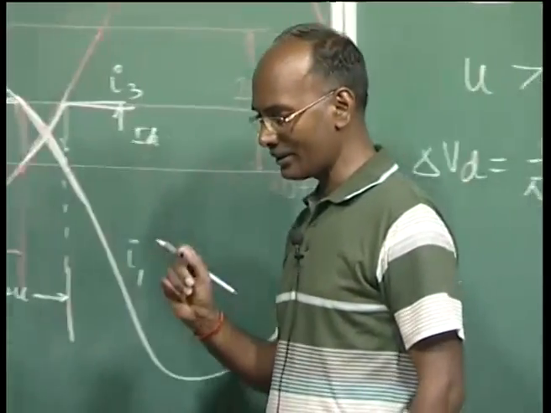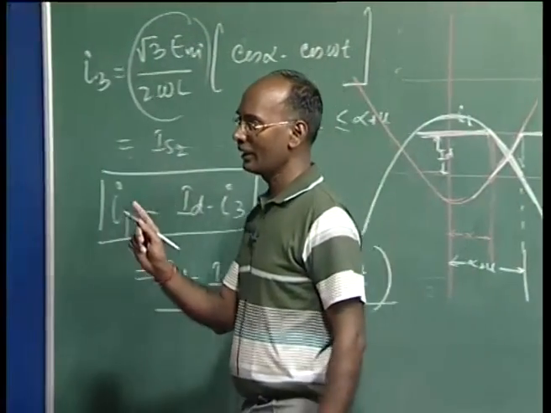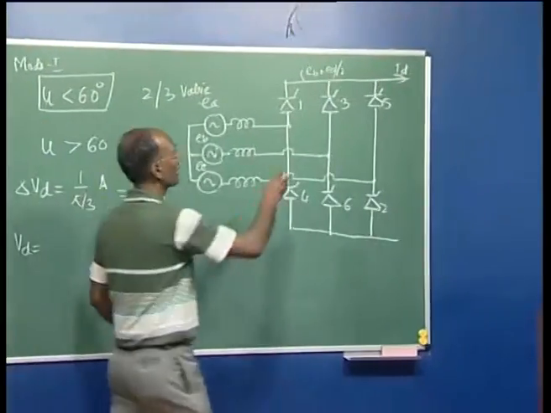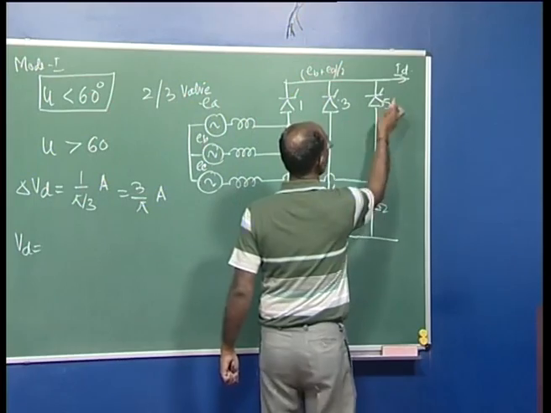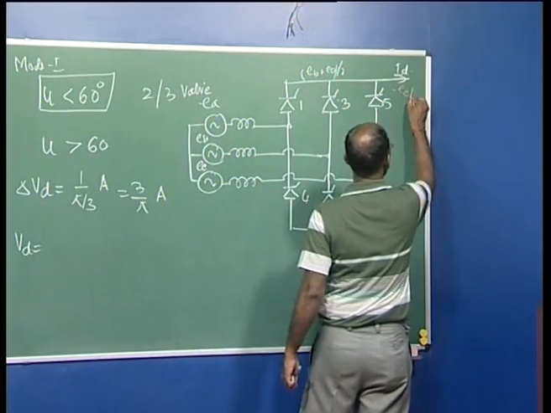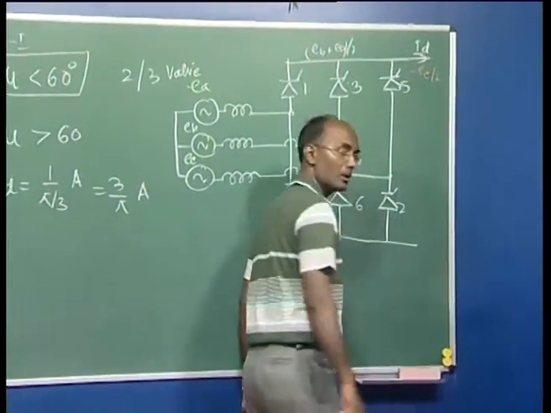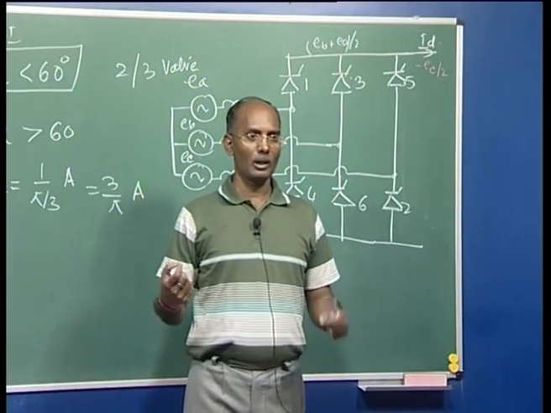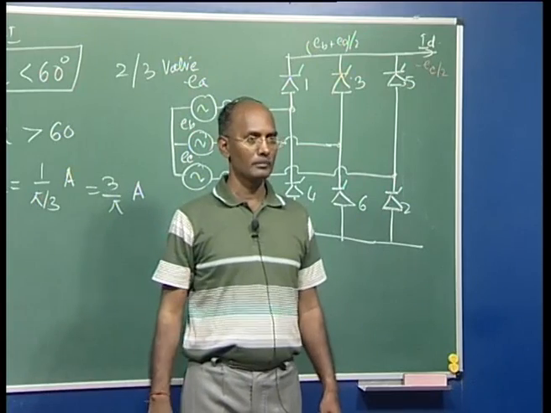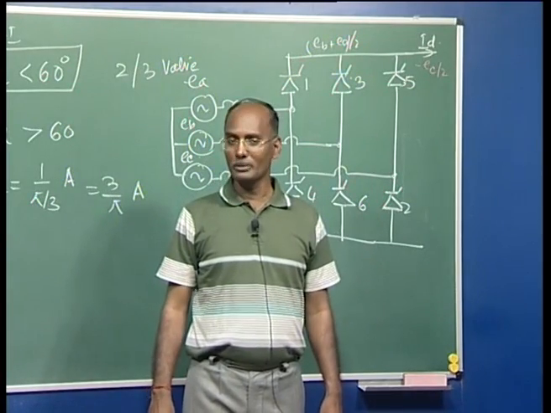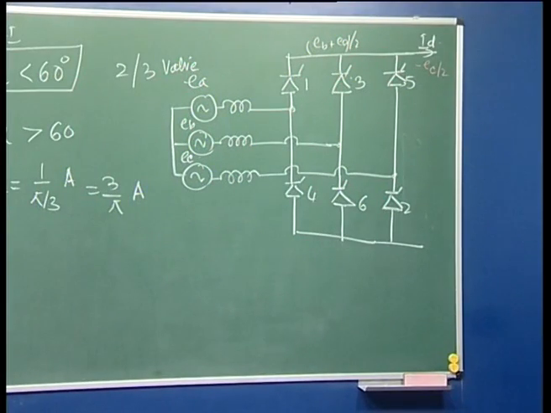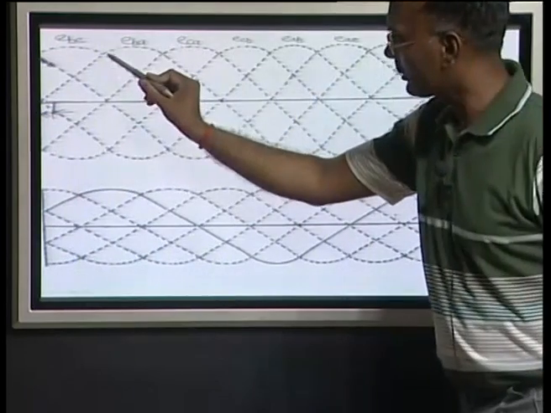Now, once valve 3 receives a gate pulse at the alpha angle, the output voltage now becomes, as I said, both are conducting. So, this is your minus EC by 2 and this is EC. So, the difference is minus 3 by 2 EC. Now, here we have to see where will be the minus 3 by 2 EC.